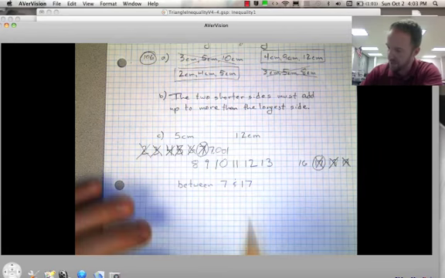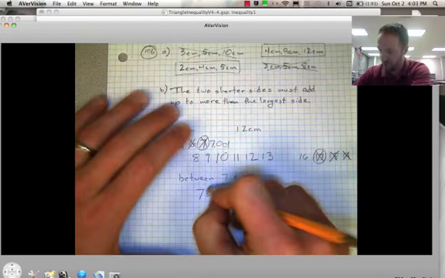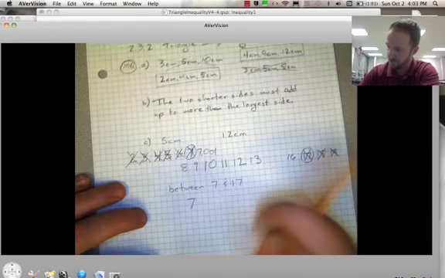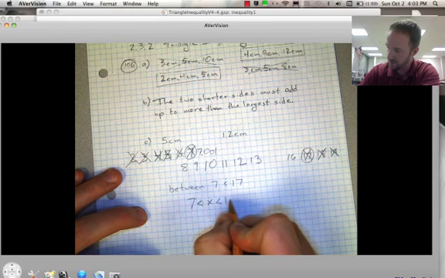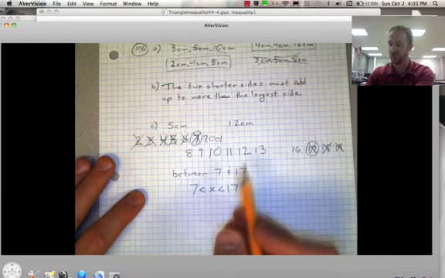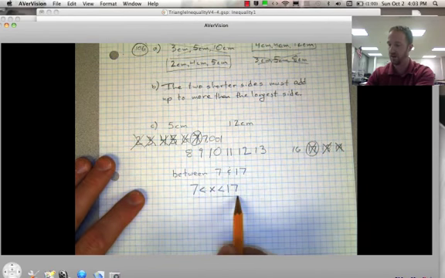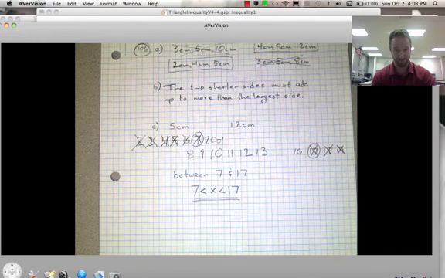Okay. Another way to write this, and this is one that should look familiar to you from algebra. If we call the third side x, it just means that x has to be bigger than 7 and smaller than 17. It's just another way to say between 7 and 17. And make sure you know how to write that.